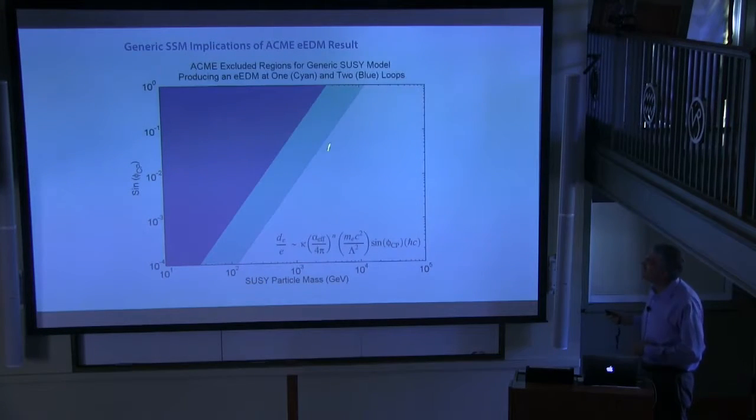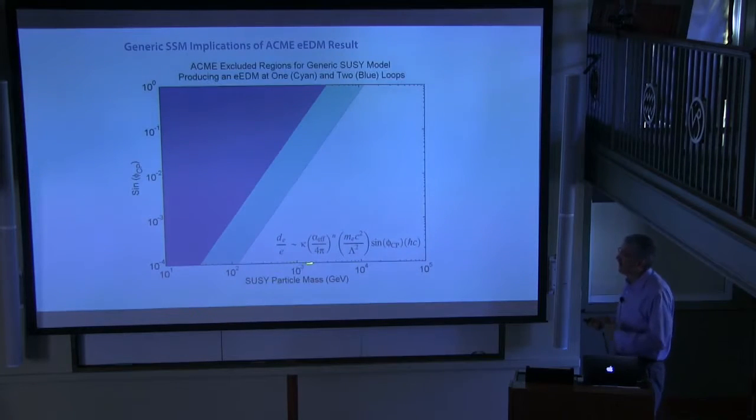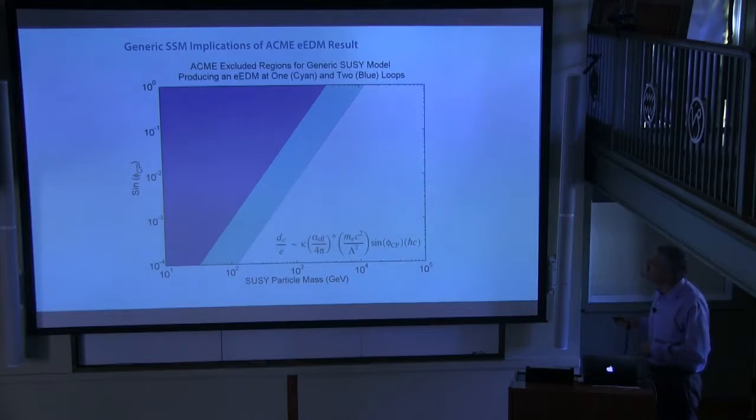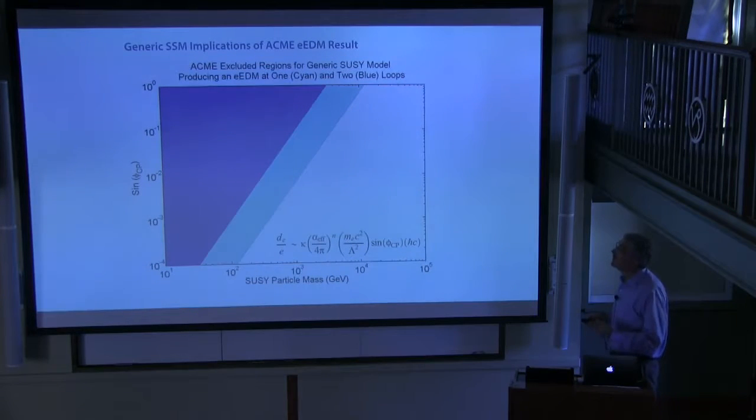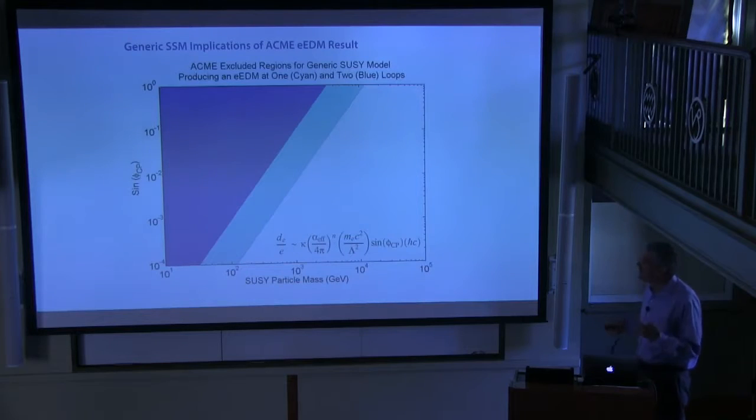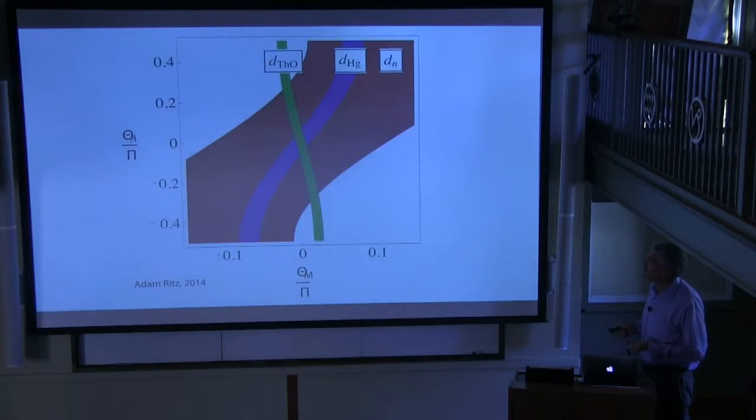Let me say a little bit why. So here, what we have is an exclusion plot. The EDM will depend on this phase, the CP violating phase that I mentioned before, and of course the mass. I gave that simple dimensional analysis formula. Here it is, almost exactly the same. And what it's saying is that we're sensitive to these SUSY masses that are around 3 to 10 TeV with either the single loop or the two loop diagrams. I'm going to skip this one.